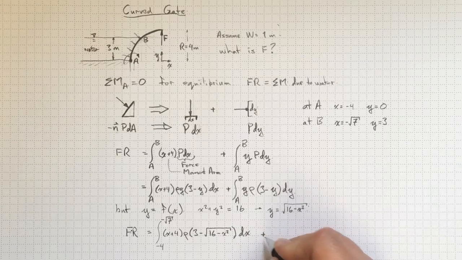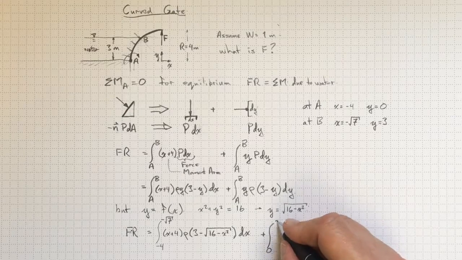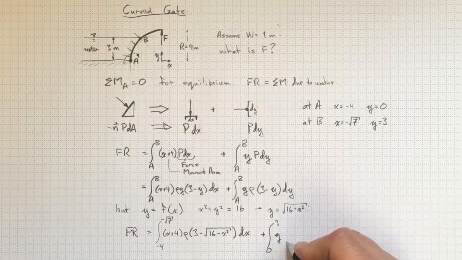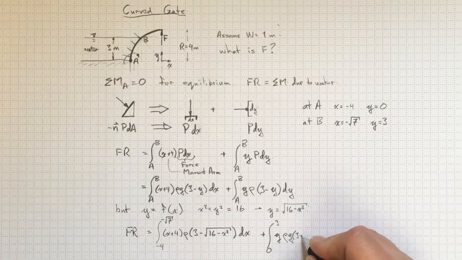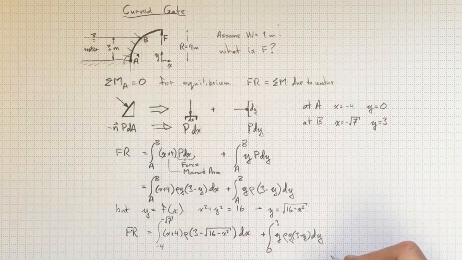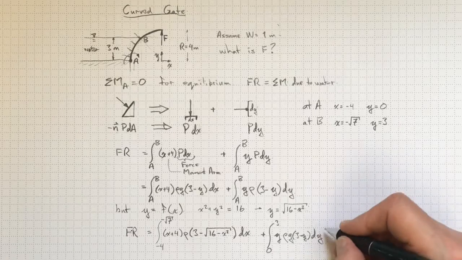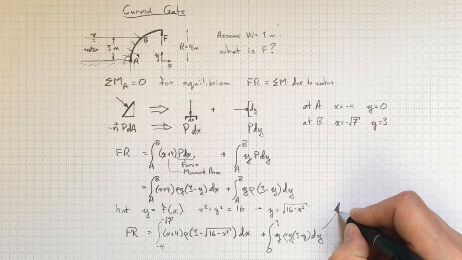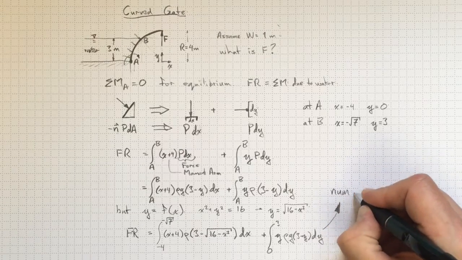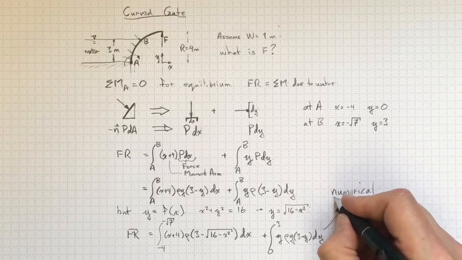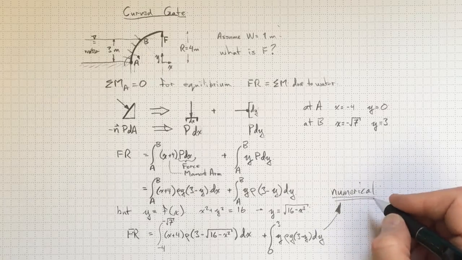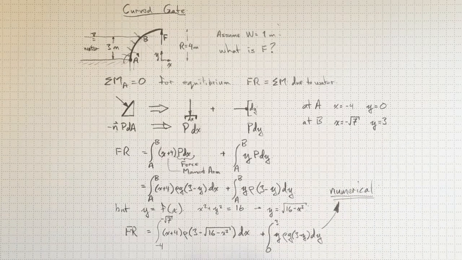And then the second integral will be going over y, so the integral from y equals 0 up to y equal to 3 of y times rho g times 3 minus y dy. Now, we could probably do this integration, even though it looks a little complicated, if we went back and dusted off our calculus skills. But at this point, I'm going to say that even for this simple case, I'm going to go to a numerical integration, because I know I can do that more quickly with the tools I've got available, and that I'm more likely to get the correct answer.